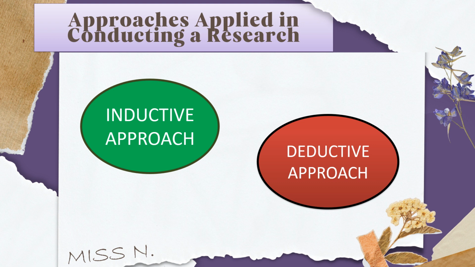Why is quantitative research deductive? It's because it starts from an already constructed theory or principle. The researcher begins with a hypothesis or already constructed theory.